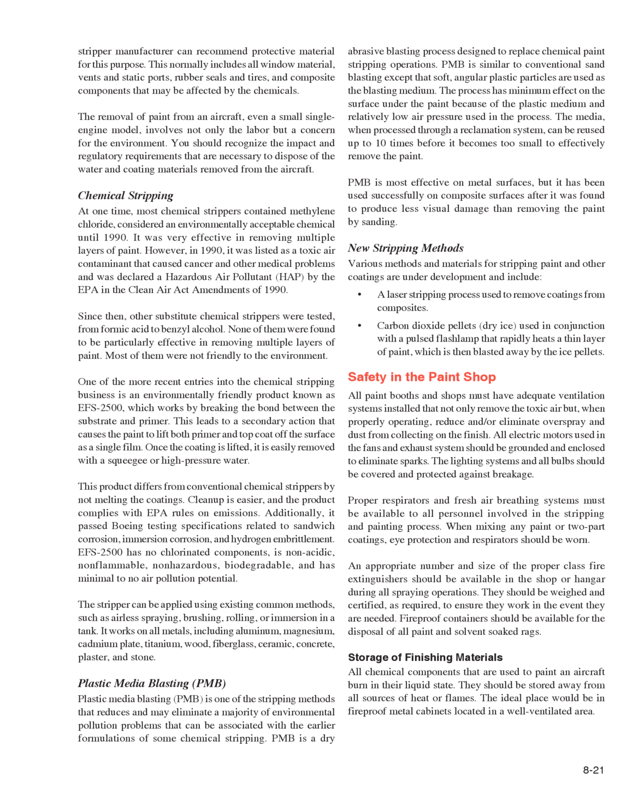Safety in the paint shop. All paint booths and shops must have adequate ventilation systems installed that not only remove the toxic air but, when properly operating, reduce and/or eliminate overspray and dust from collecting on the finish. All electric motors used in the fans and exhaust systems should be grounded and enclosed to eliminate sparks. The lighting systems and all bulbs should be covered and protected against breakage.